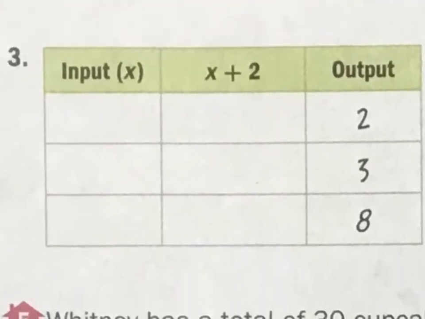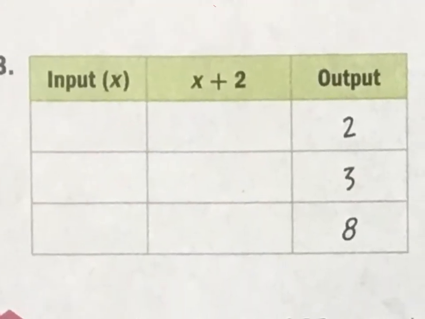Okay, number 3. I have the output, I have the function, I just don't know what goes in. So, I could guess a little bit here. If I guess x is 0, I'm going to put 0 plus 2 equals 2. Okay? So if my input is 0, my output will be 2. Now, what if it's 1? 1 is x plus 2, that does equal 3.